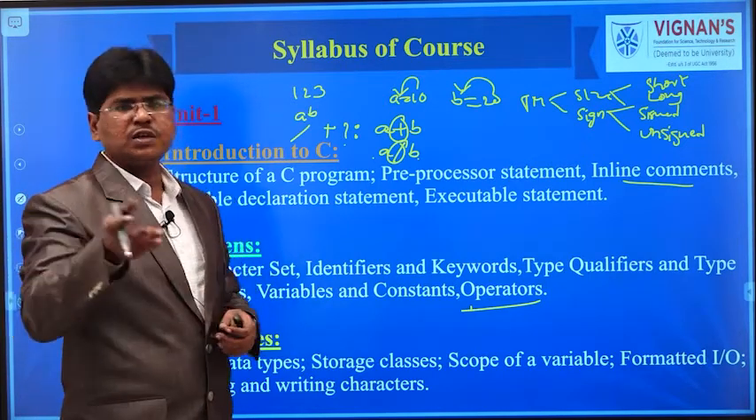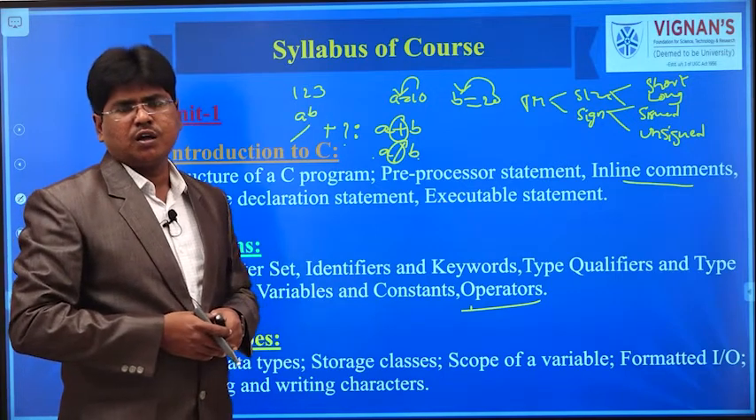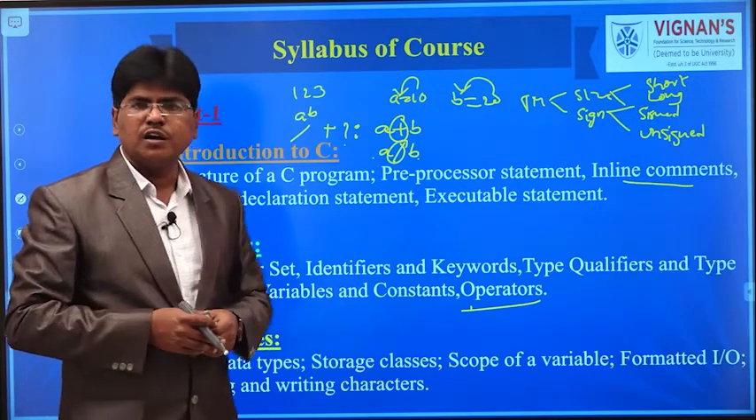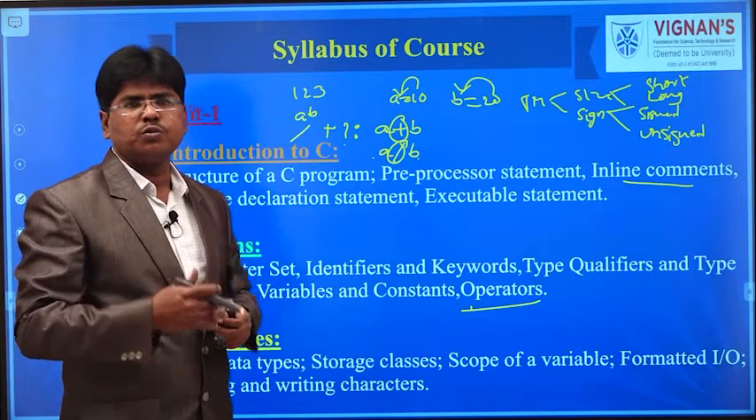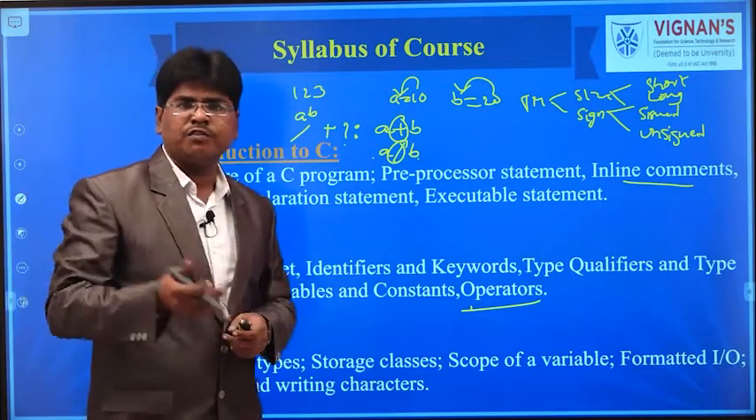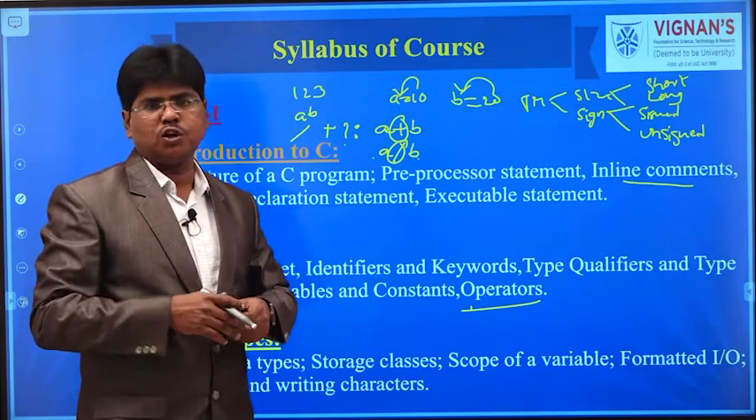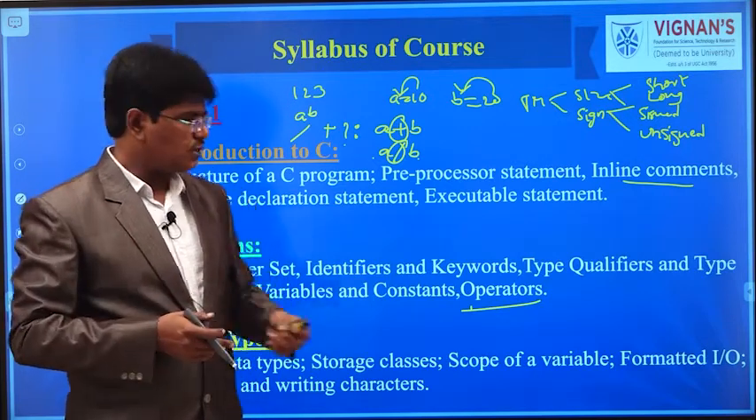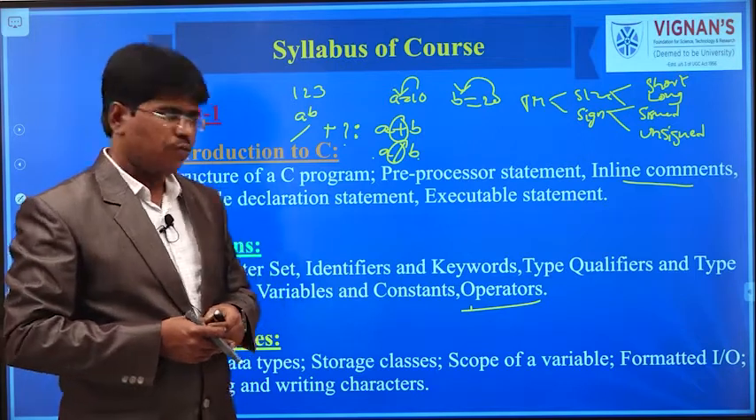Input means we are giving some data to the computer. Output means we are getting the data from the computer. So for input and output, some predefined functions are there for reading the data, for getting the data as input and output. Those functions we will discuss in the concept of formatted IO functions.